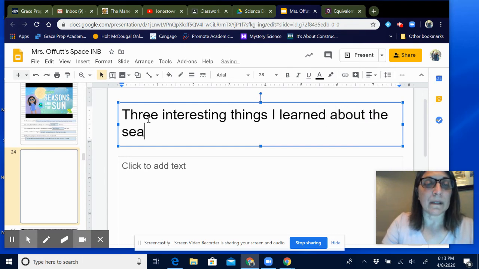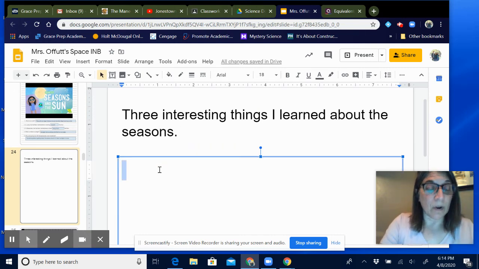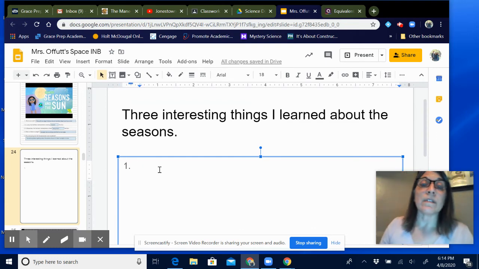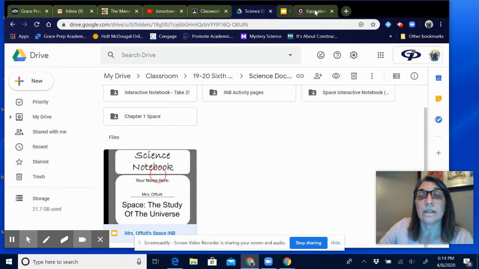Why am I capitalizing it? Somebody who's good at grammar, tell me, am I supposed to? And then down here, you're just going to number off 1 and give me 3 good sentences about 3 interesting things that you've learned while we've been talking about the seasons. Then you'll type in your 3 sentences. When you're done, all you have to do is close out.